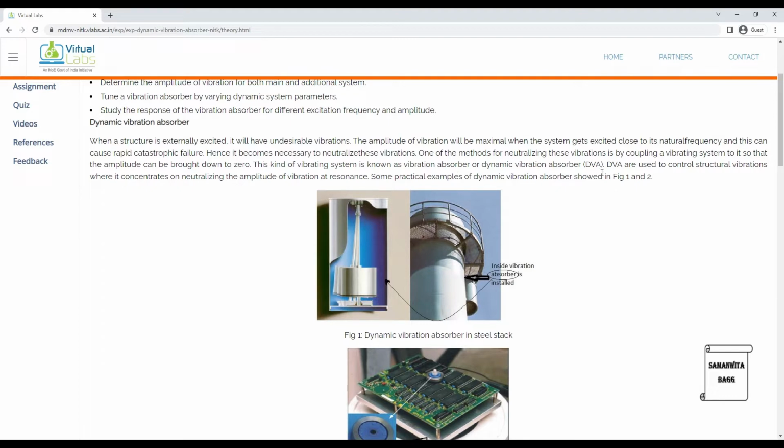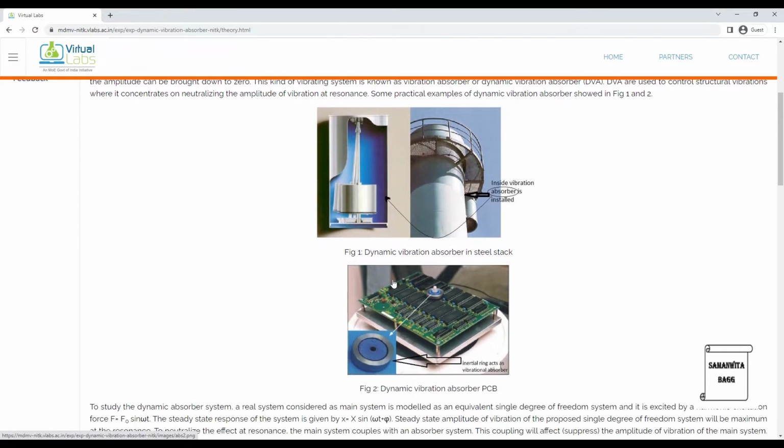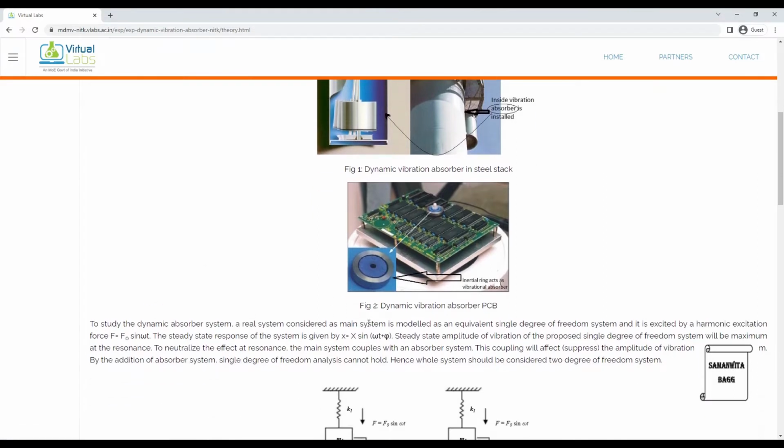DVA is the abbreviation. DVAs are used to control structural vibrations, where they concentrate on neutralizing the amplitude of vibration at resonance. Some practical examples of dynamic vibration absorbers are shown in figures 1 and 2. So this is a dynamic vibration absorber in a steel stack, and this is a dynamic vibration absorber in a PCB. So you can see here there is an internal ring which acts as a vibration absorber in the PCB.